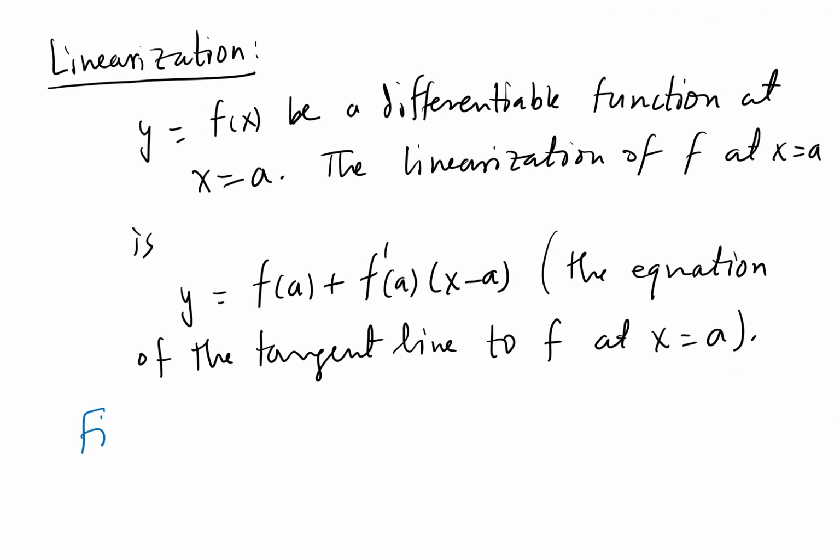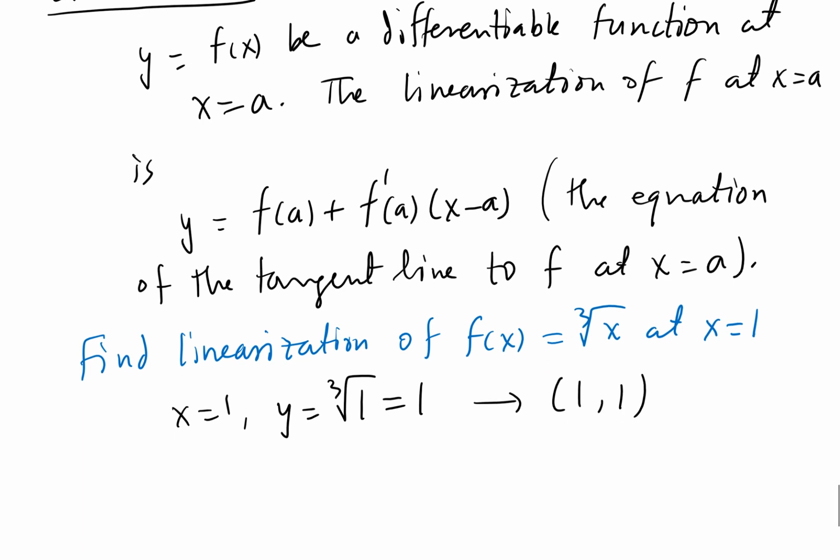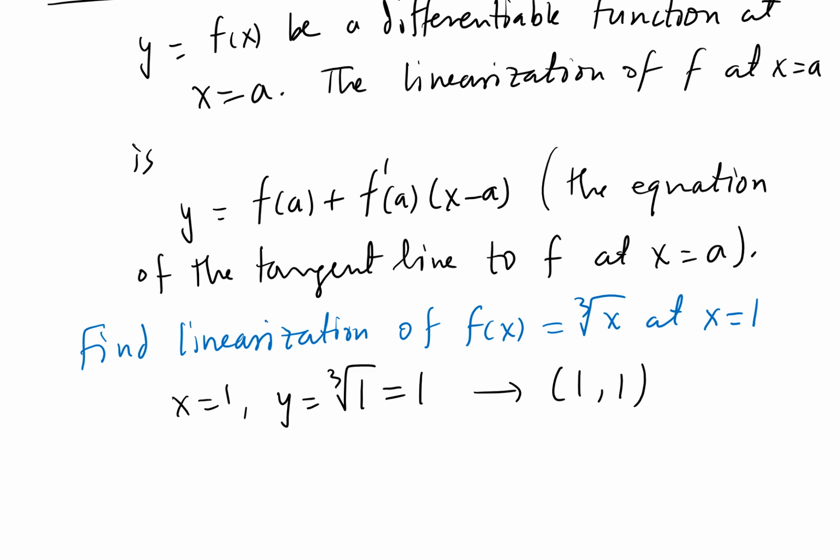So if they ask us to find the linearization of f of x equals the cubic root of x at x equals 1, x equals 1 means a equals 1. When x is 1, y would be the cubic root of 1, which is 1. So I have the point 1, 1. This is f of a. This is a.